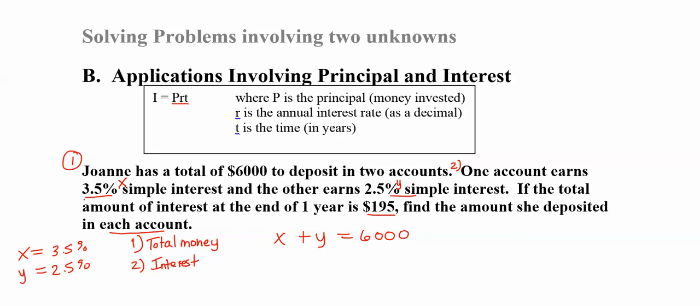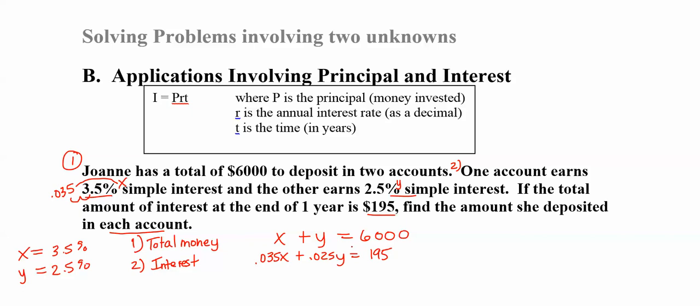And so whenever you have a percent, you always change it to the decimal equivalent and you move 2 places to the left. So 3.5% is 0.035, and you always want to multiply it by your letter. So we're going to have 0.035x plus 0.025y equals 195.